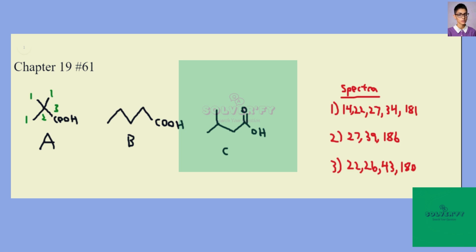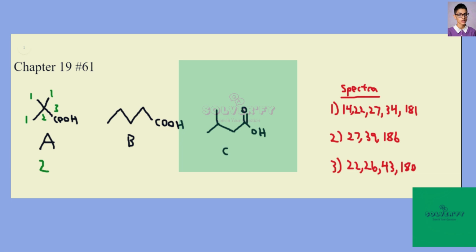Looking at the spectra, spectrum number 2 has three signals in it. And so for A, the answer is going to be spectrum number 2. Three signals, three types of carbons, and there we go.